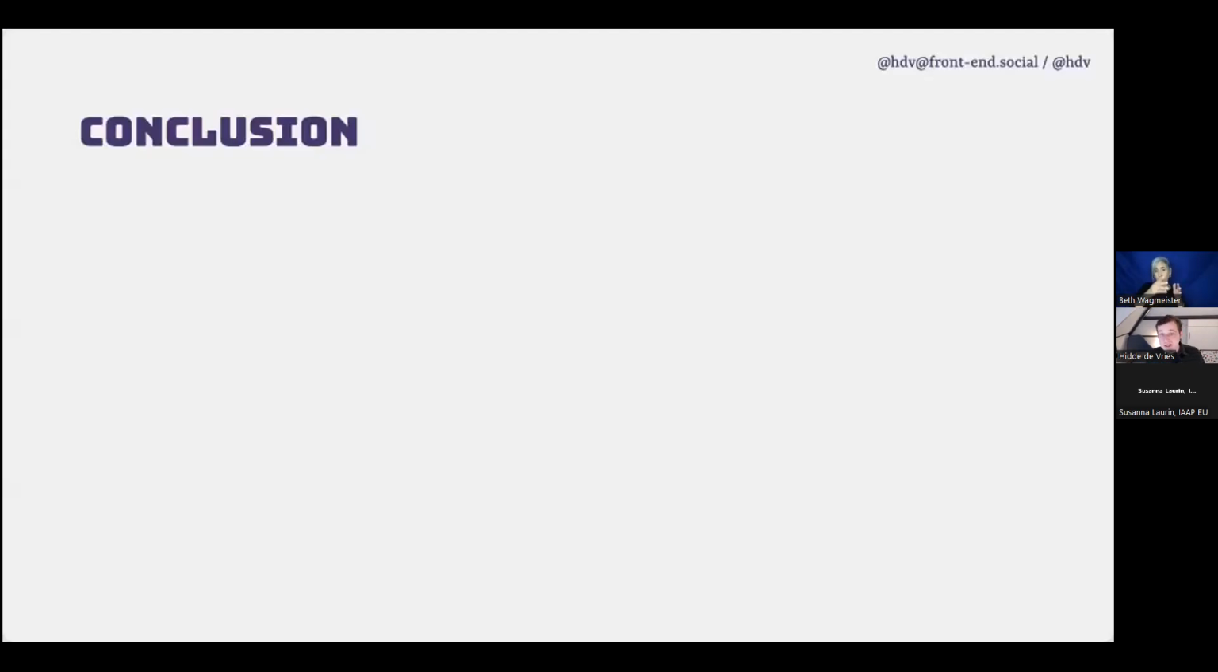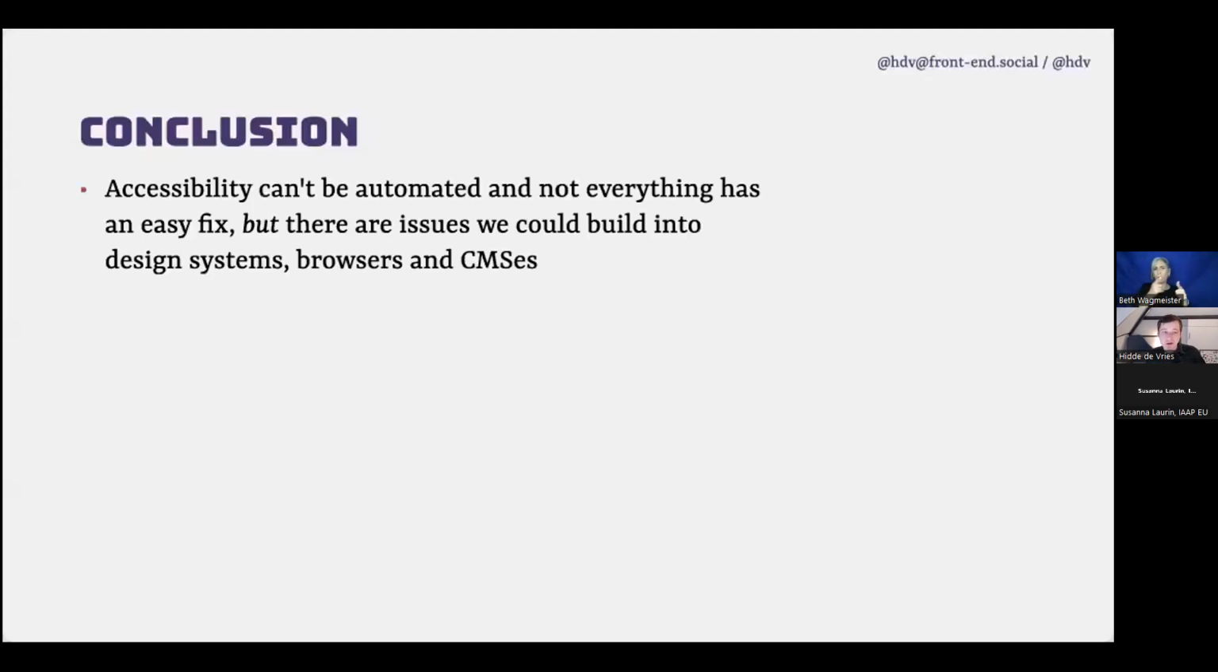So, in conclusion, a couple of things that I wanted you to take away from today's presentation. One is that accessibility can't be automated and not everything has an easy fix. I do not want to pretend that. But there are some issues that are easy to fix and that we could build into places like design systems, browsers, and CMSs.